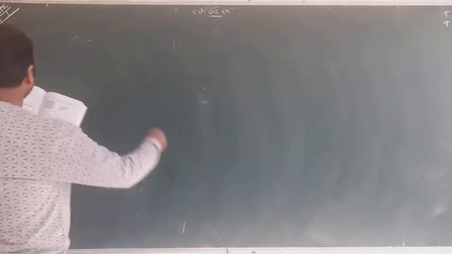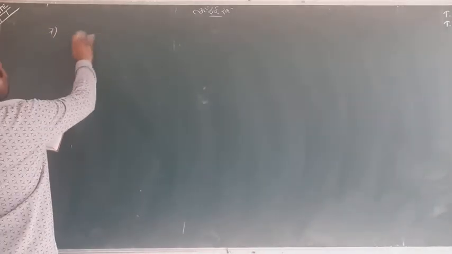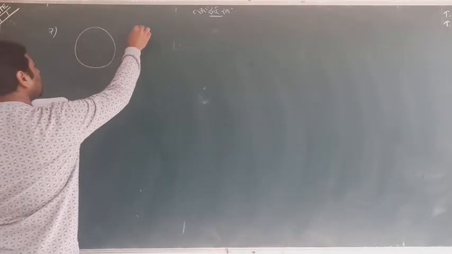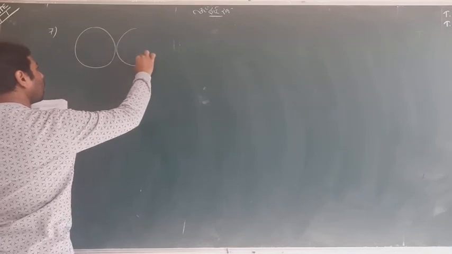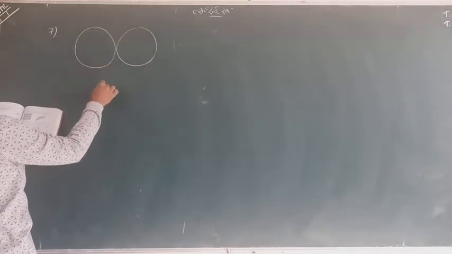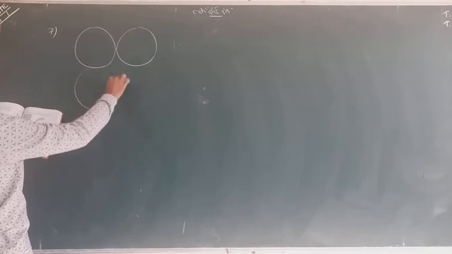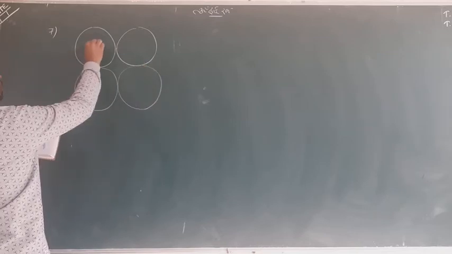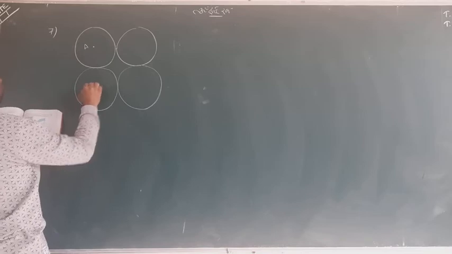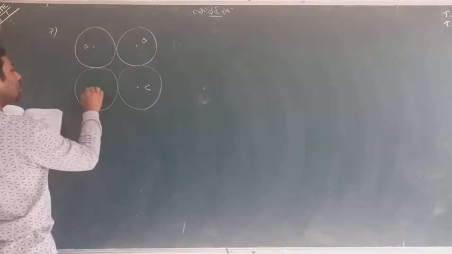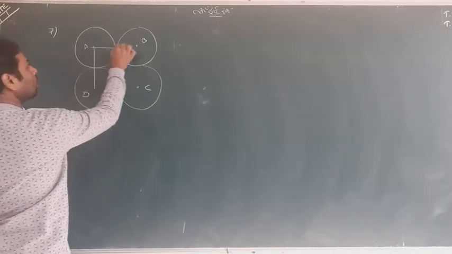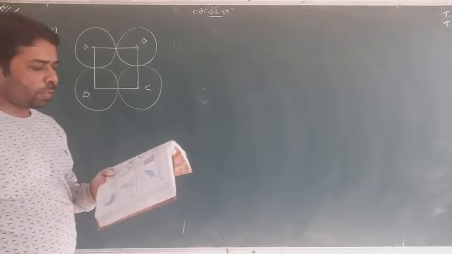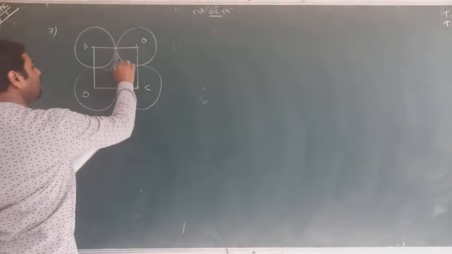Okay, question number 7, I'm looking for that. First I want to make a picture. First circle, second circle, third one, and fourth one. And this is A, this is B, this is C, and this is D. And I will join the centers of these circles. We have a shaded region in the middle.